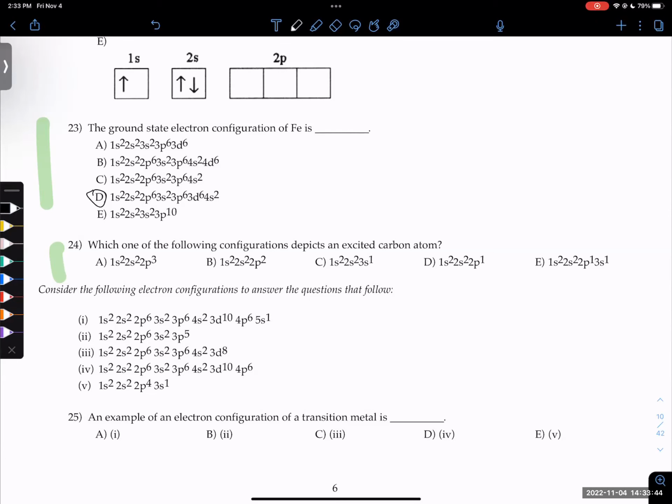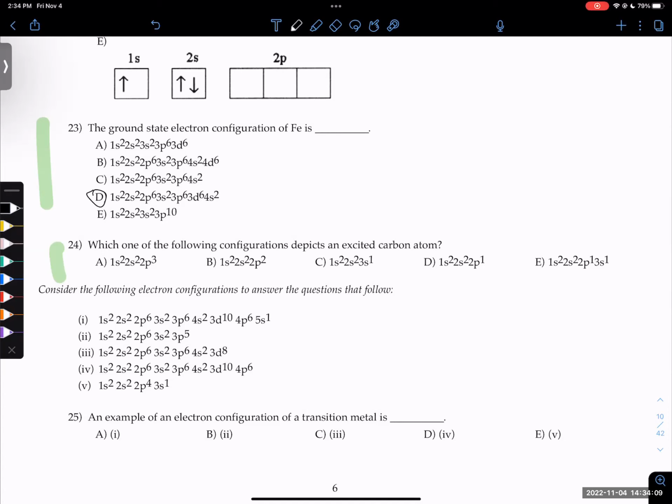But the case where you write 3d6 before 4s2 is when you're doing the Aufbau principle and you need to write out the whole electron diagrams, the orbitals and the upspin and downspin of the electrons. Wait, but why do we fill the 4s2 before we fill the 3d? Because the 3d orbital is higher in energy.